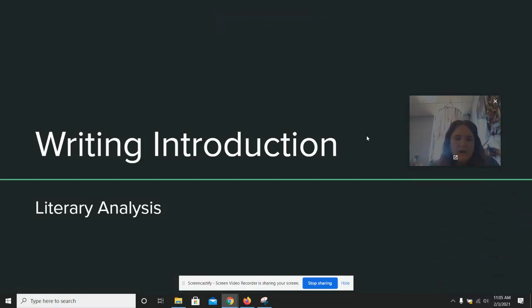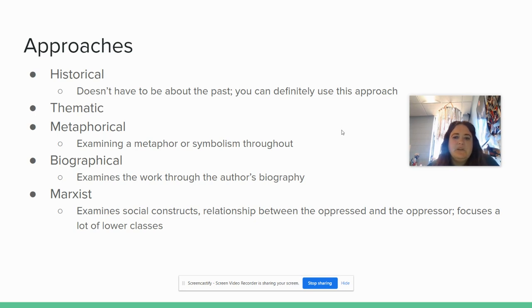We are going to talk about writing an introduction, body, and conclusion for a literary analysis. So we're focusing on W2, which is informative writing. So we're just going to go through all these steps.